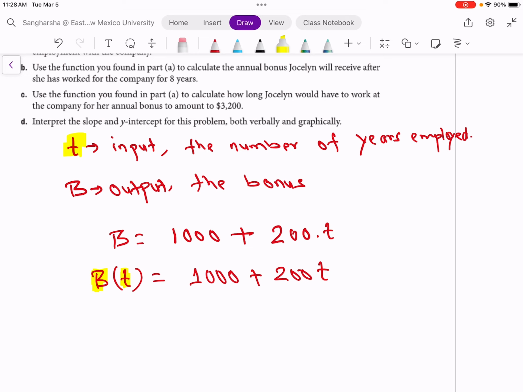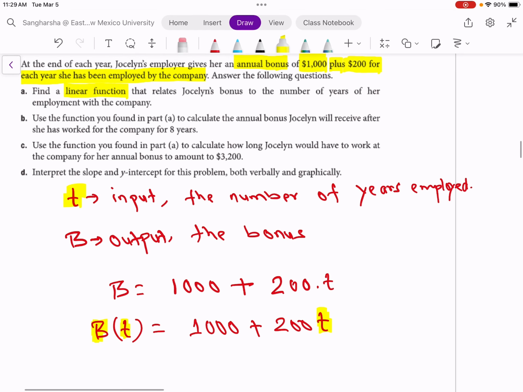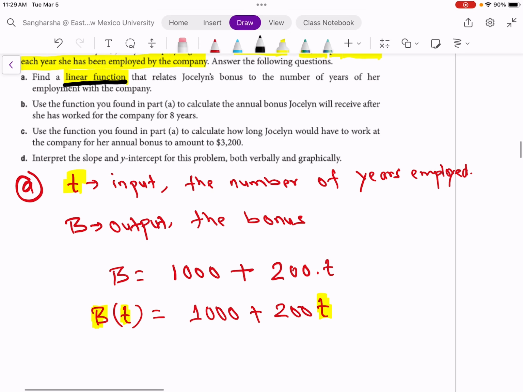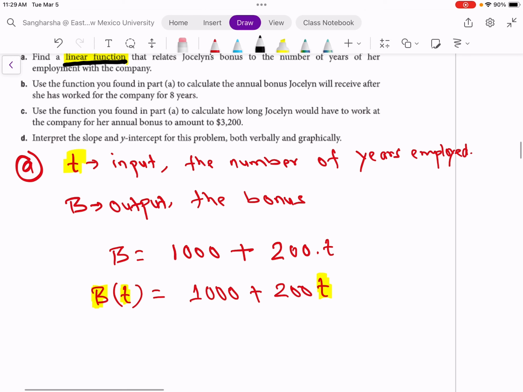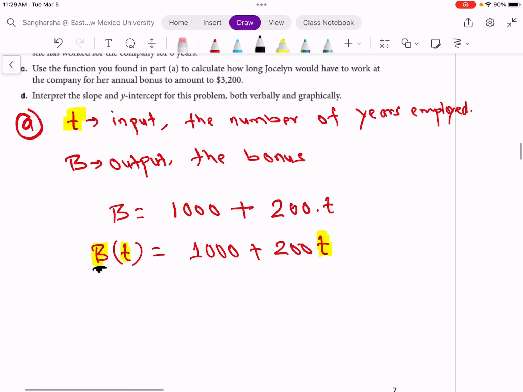Is this a linear function or not? Our domain variable is T, and the exponent of T is 1 here. So this is a linear function, and this is the linear model for this problem. That is for part A. We were asked to find the linear function that relates the bonus to the number of years of employment with the company, and this bonus depends on the time. Good. Now let's go to part B.